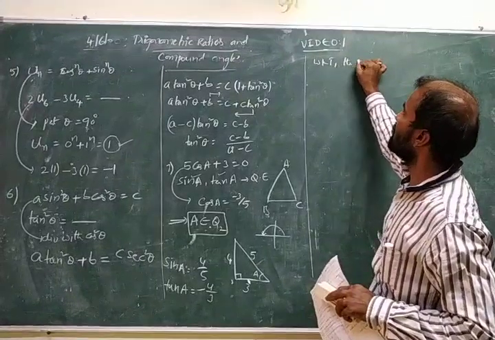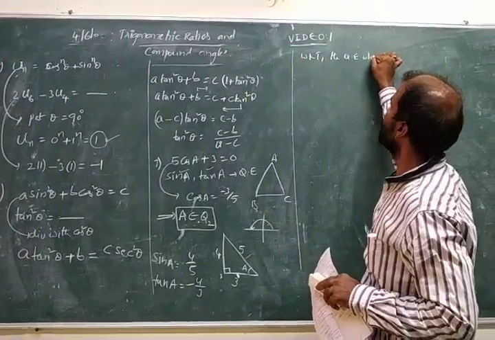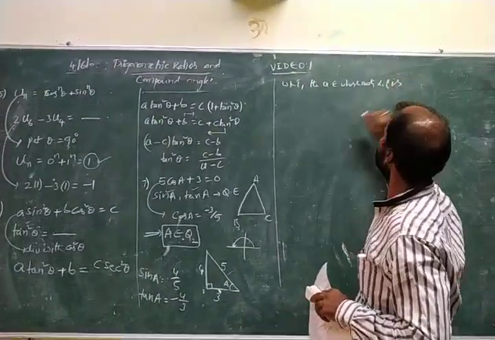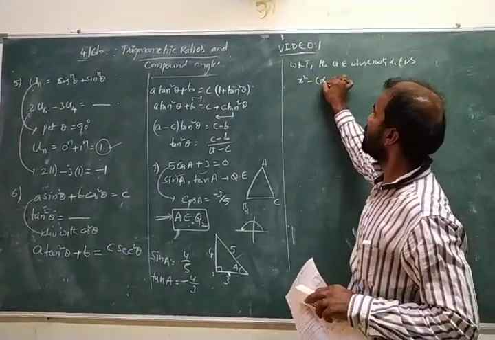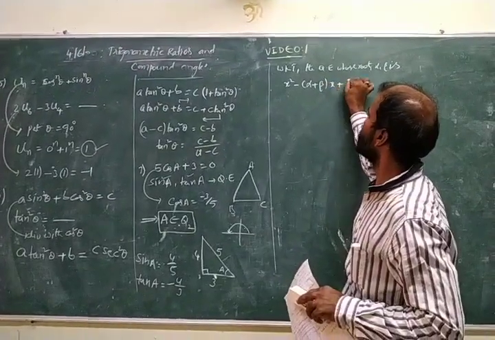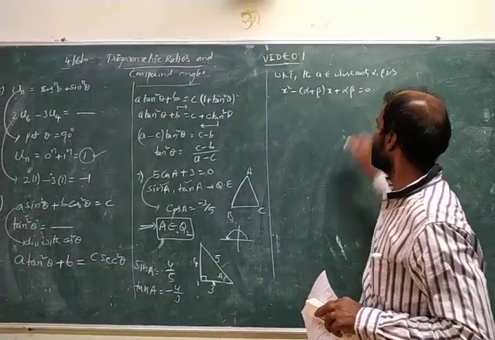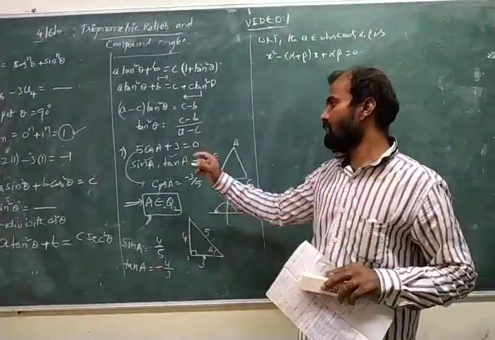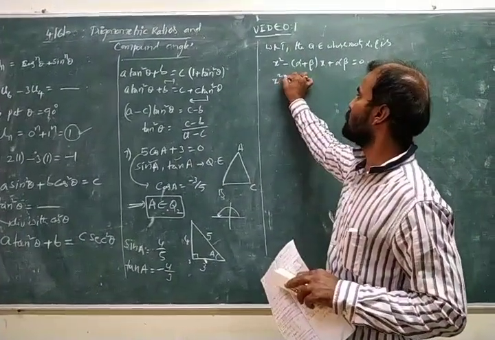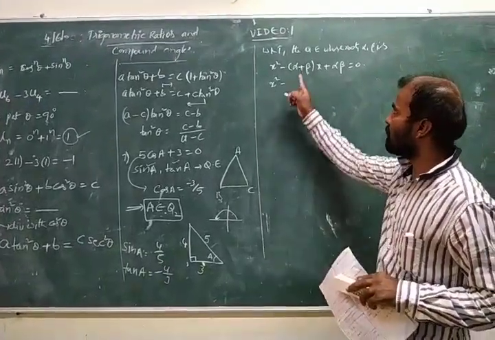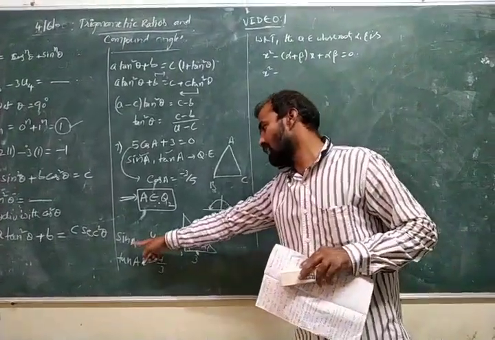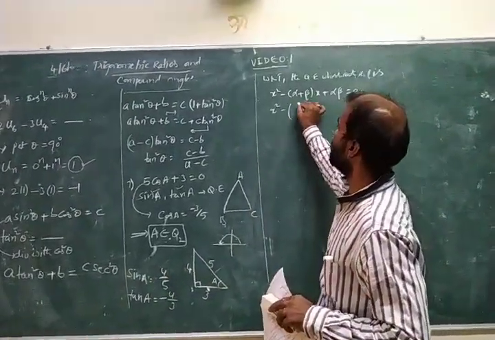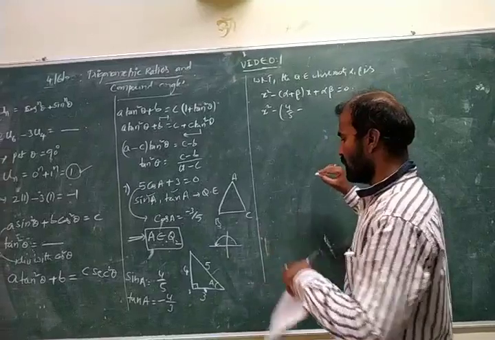The quadratic equation whose roots are alpha, beta is x square minus of alpha plus beta into x plus alpha beta. Here alpha is sin a and beta is tan a. Now substitute the values: x square minus of alpha plus beta. Alpha value is sin a and beta value is tan a. This one the value is 4 by 5. Beta value is minus 4 by 3.